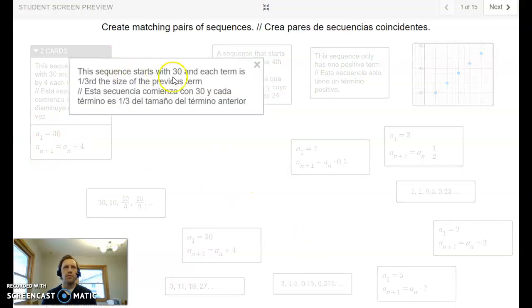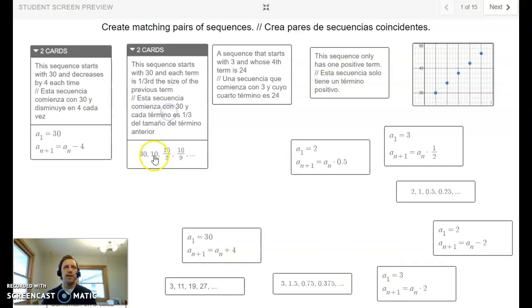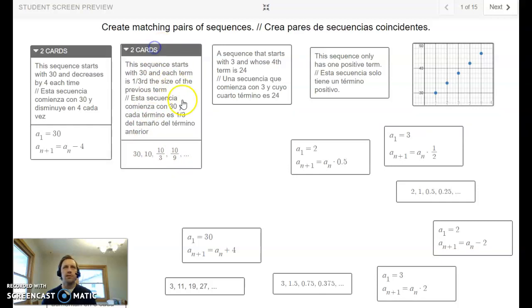All right, right here, the sequence starts with 30 and each term is 1/3 the size of the previous term. Hey, we saw that, right? Dividing by 3 is the same as multiplying by 1/3. So this is a geometric sequence.